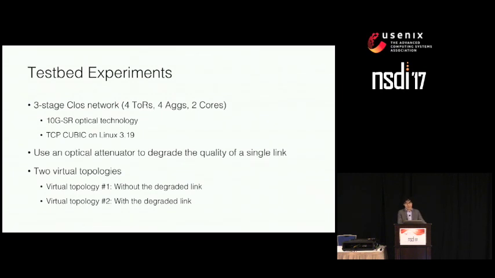So we evaluated RIL on a small testbed with a three-stage closed network. We chose 10G short-reach optical technology for all the links, and our end hosts run TCP Cubic. We use an optical attenuator to degrade the quality of a single link. This way, we can control the loss rate on that link. RIL on this physical topology automatically builds 2 virtual topologies. Topology number 1 does not have the degraded link, and topology number 2 has the degraded link.